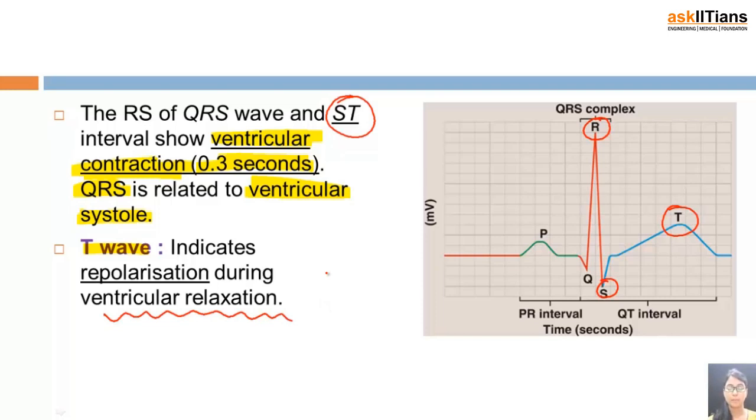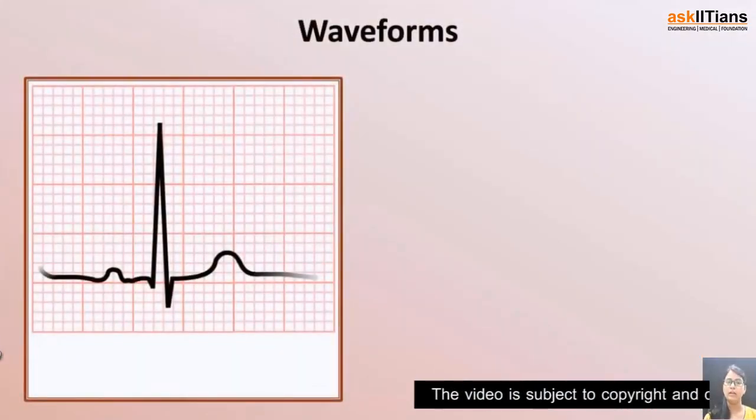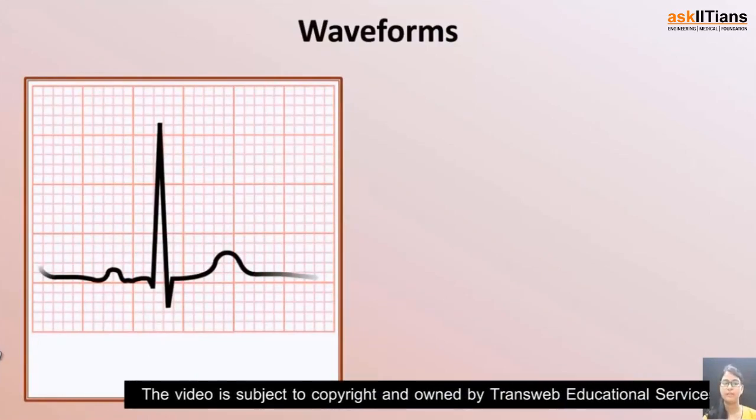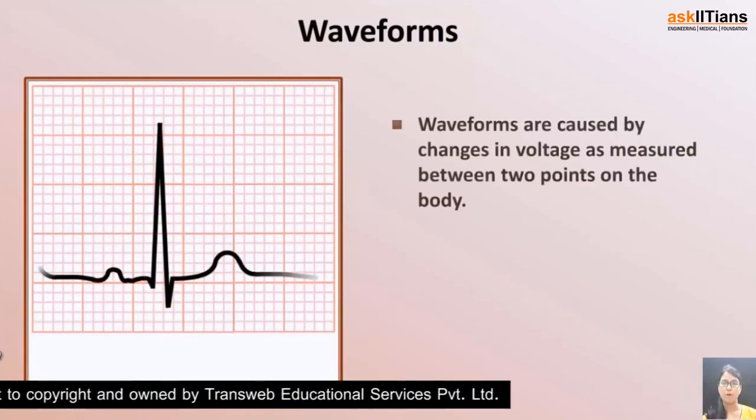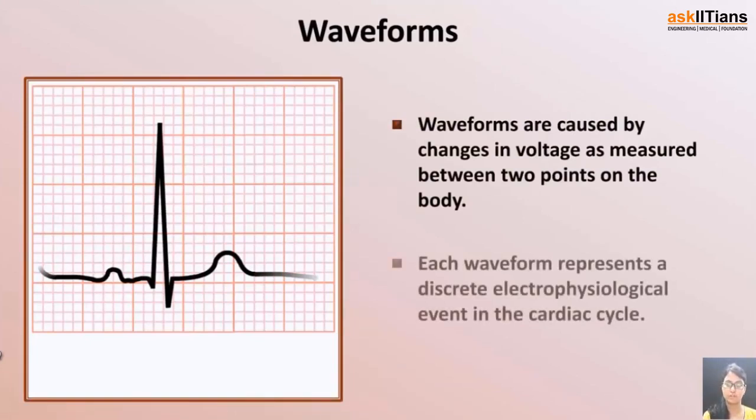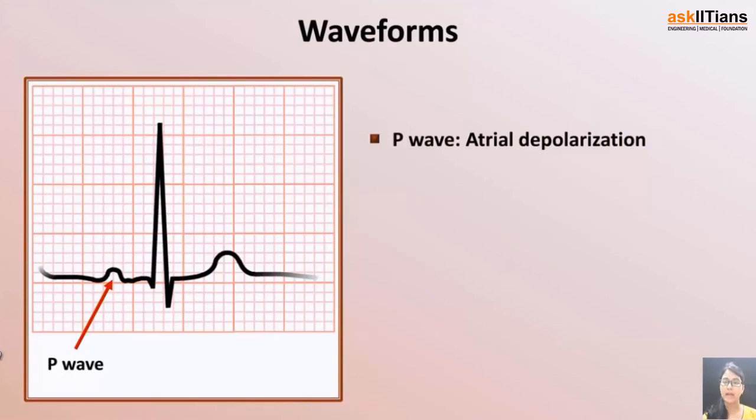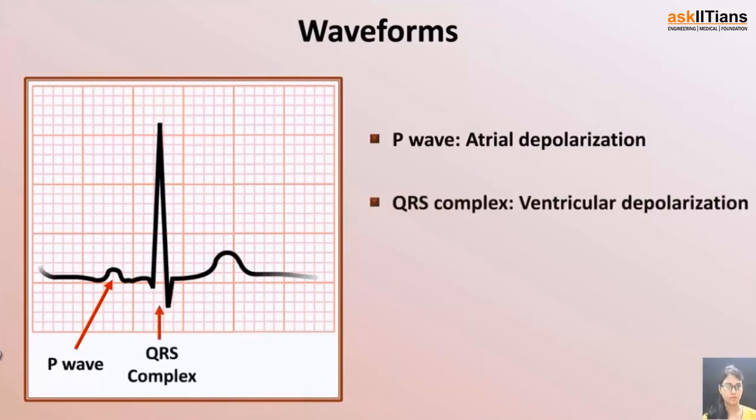So, let's understand this completely with the help of a video now. This is a normal ECG graph. Now we are taking a small section of waves. These are the waveforms. Waveforms are caused by changes in voltage as measured between 2 points on the body, and each waveform represents a discrete electrophysiological event in the cardiac cycle. Now, the P wave is here. This is indicating atrial depolarization.